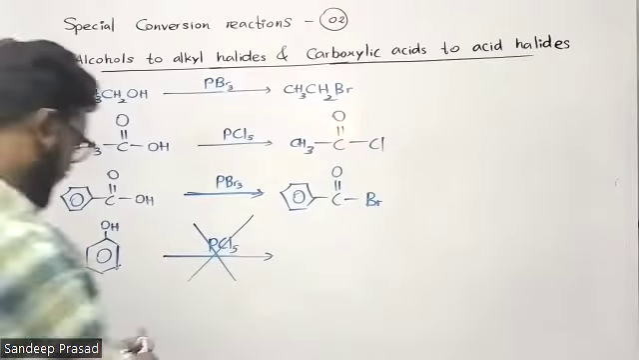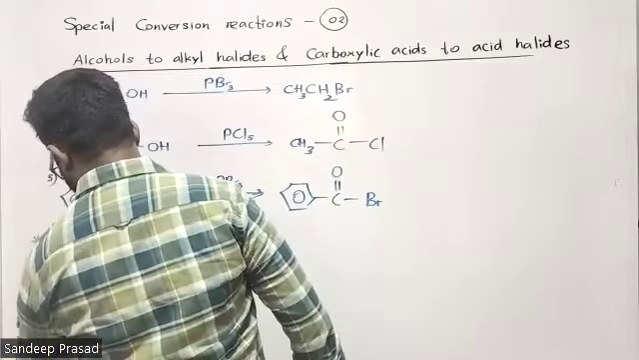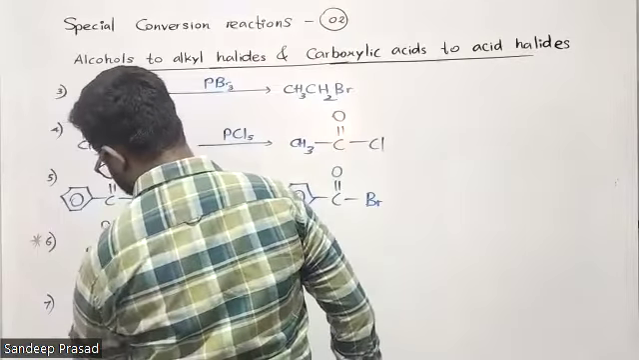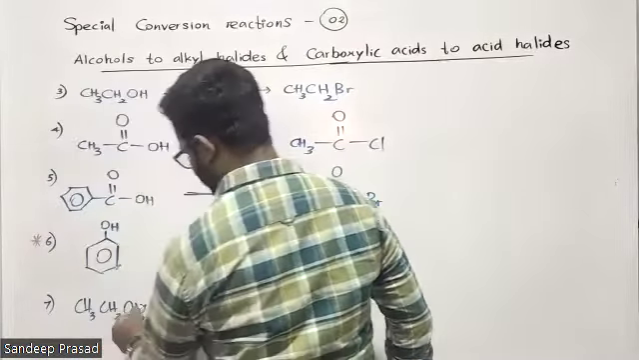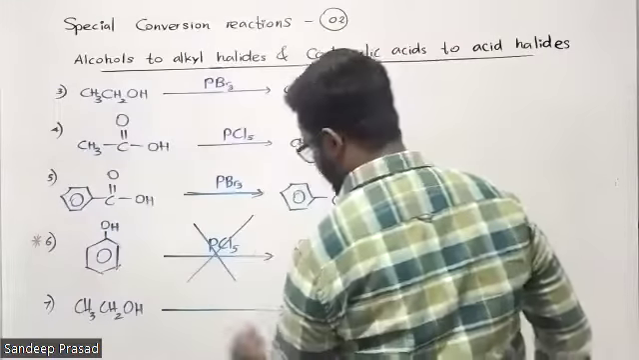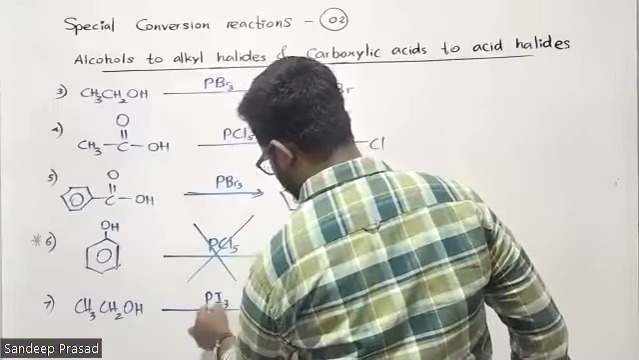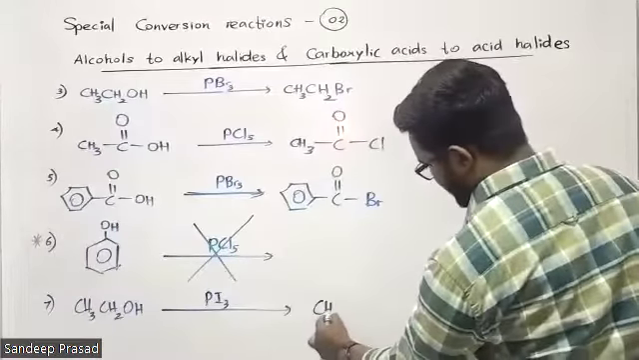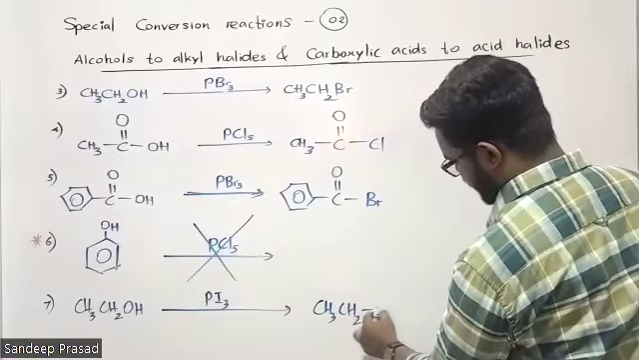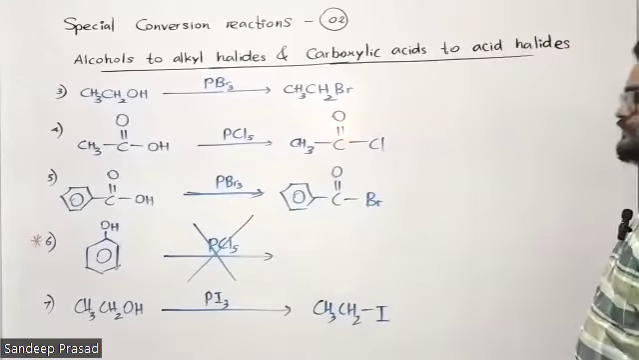Then what about iodine? Is it not possible with iodine? Yes, CH3CH2OH, we can do this with iodine as well, using PI3. Then we get CH3CH2I. That's also possible.